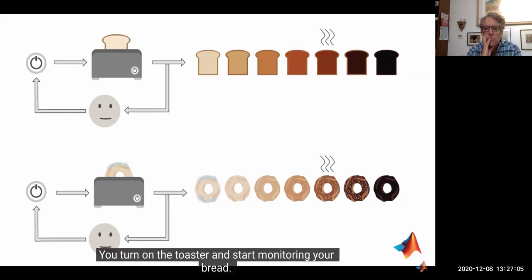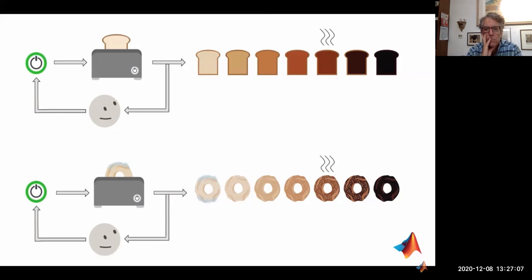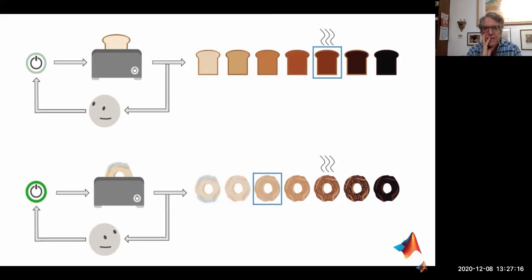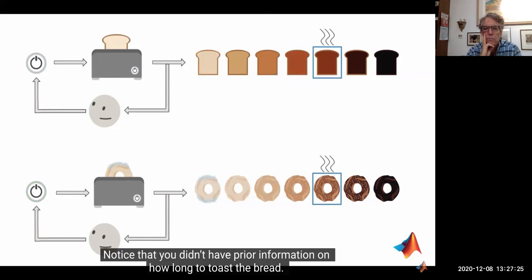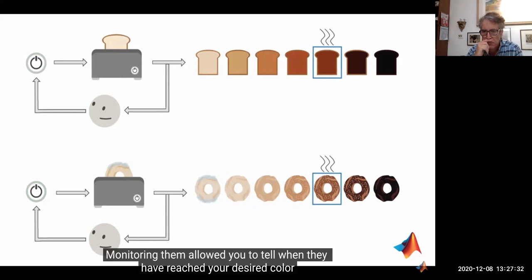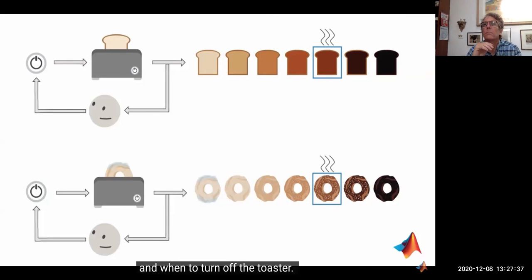You turn on the toaster and start monitoring your bread. When the toast reaches the color you want, you turn off the toaster. Nice eyeballs. Notice that you didn't have prior information on how long to toast the bread. Monitoring them allows you to tell when they have reached your desired color, so when to turn off the toaster.